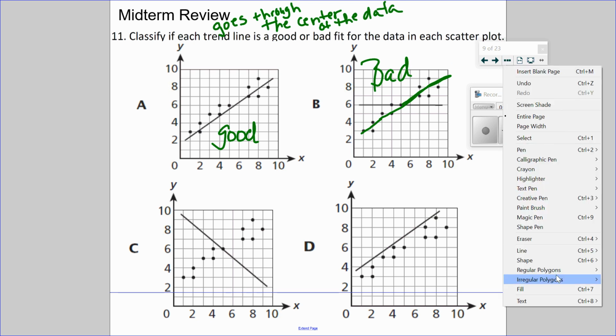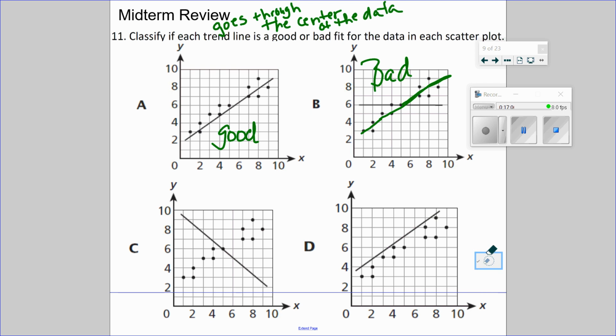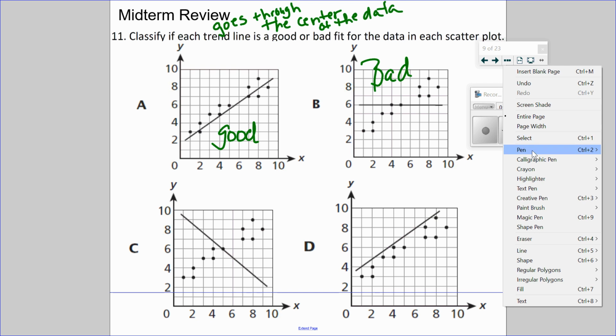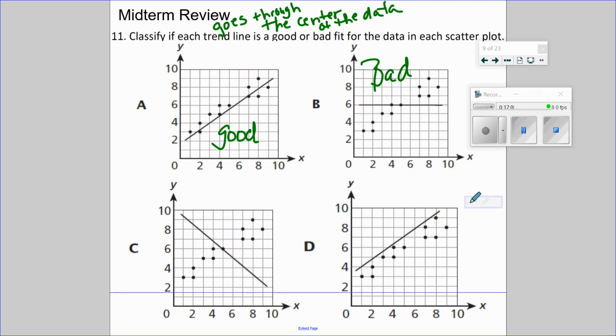I'm going to erase that trend line that I drew. See, it's also bad. It's not going through the center of the data. It's a decreasing line from left to right, but the points are going from left to right, increasing. It should be a positive. This is not good. So this is bad. It should go through the center of the data.